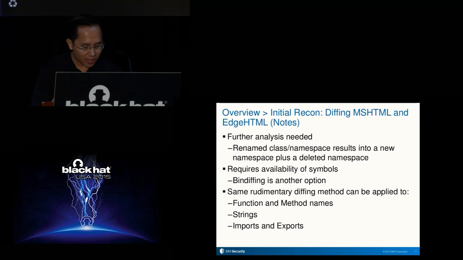Finally, this simple diffing method can be used to diff functions and method names to identify changes in functionality of classes, for example, or strings. The new strings may give you clues about what the new functionalities are. And finally, imports and exports. New imports suggest new libraries and functions being used by the binary, and exports suggest new functionalities exposed by the binary.